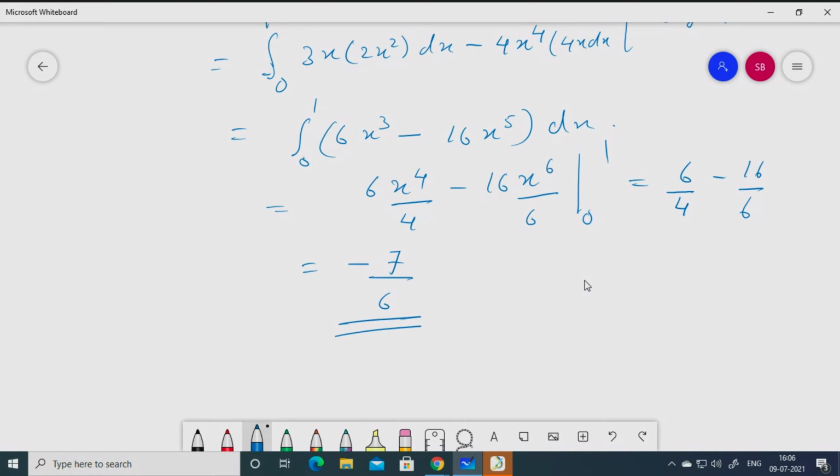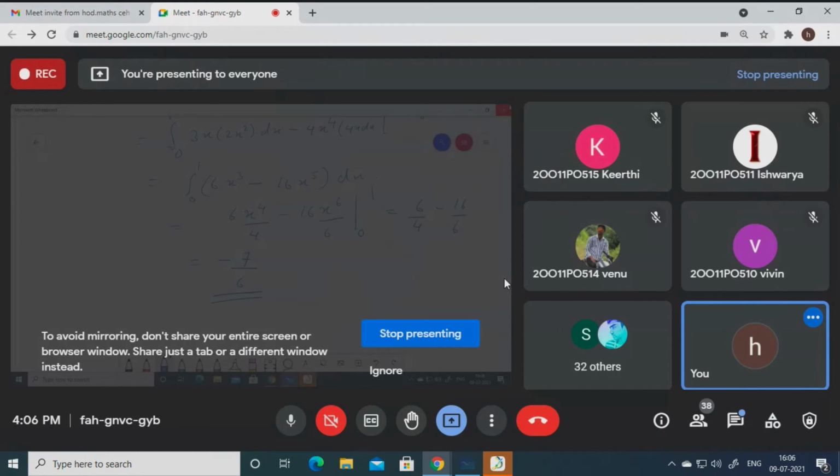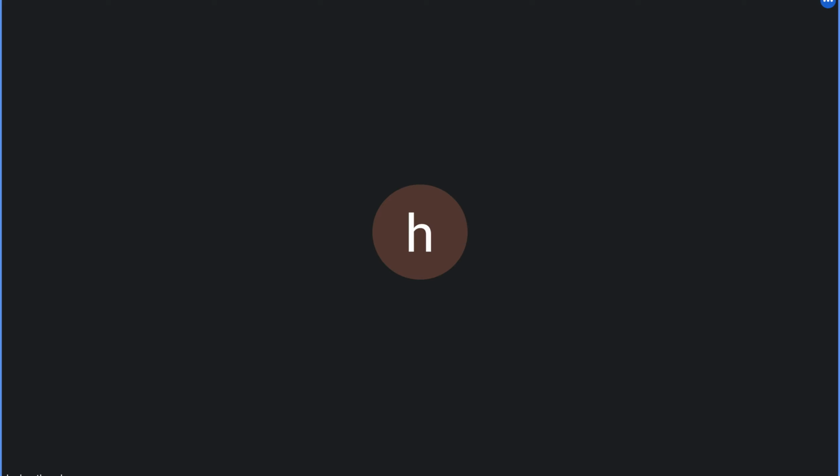Understood all of you? Yes. So, as I told, there are a variety of problems. We will continue this in the next class. This is about the line integral. We will try to solve a few more problems in the next class and then move to the next topic, which is surface integral. If you have any doubts, you can ask. Otherwise, I'll take the attendance. No doubts?